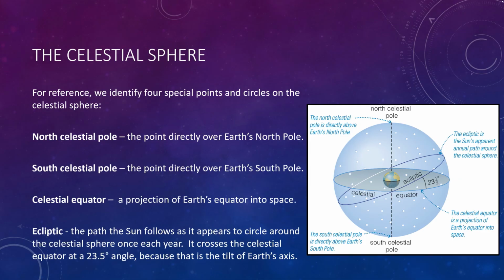And then we have the ecliptic, which is the path that the sun follows as it appears to circle around the celestial sphere every year. It crosses the equator at a 23.5 degree angle because the tilt of the Earth is 23.5 degrees, something we'll learn about very soon.